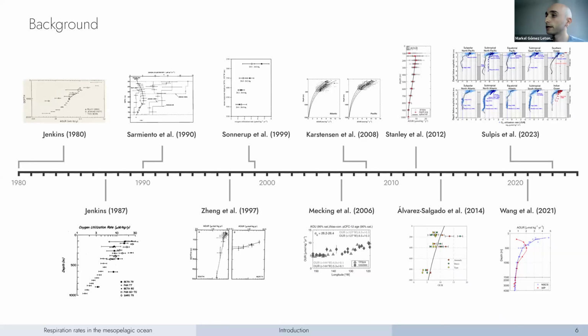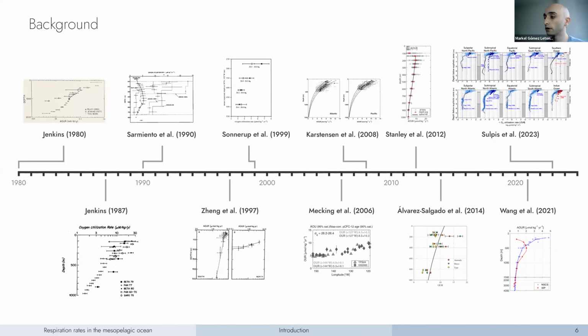In recent years, we have examples like the ones by Sulpice and collaborators, where they did have respiration estimates with a global scope. But also in these cases, the areas represented by the profiles of respiration they estimated were quite big. For example, they had one profile for the entire subtropical North Atlantic.